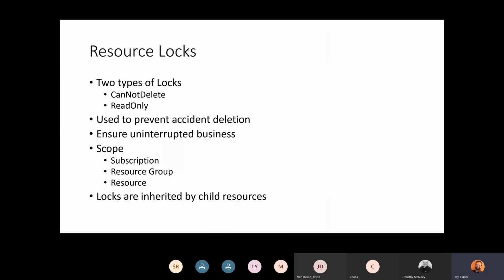Now let's talk about resource locks. I think you may be familiar with this. We use locks to protect from accidental deletion, primarily for production workloads. There are two types of locks, cannot delete and read only. This is set up on, say, a virtual machine that we don't want to be accidentally deleted, or a database or whatever. So we can put locks such as cannot delete, and also read only, basically meaning no modifications to that resource can be done.